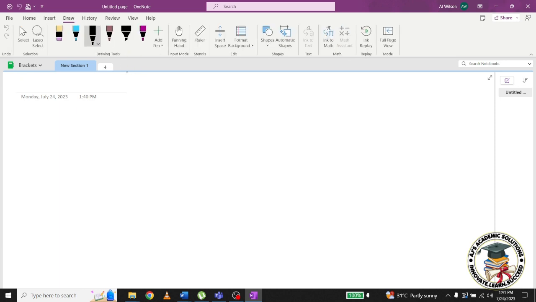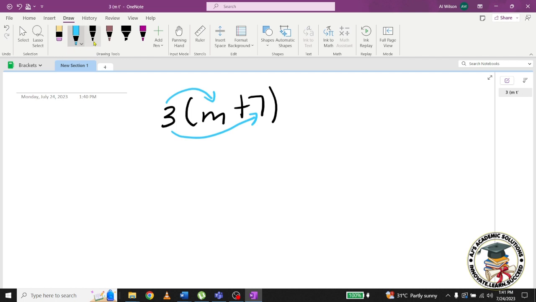Let's say we have a question wherein we have 3(m + 7). So notice we have 3 on the outside, and in brackets we have m plus 7. Now what this means is, let's use some arrows for this. The 3 is going to multiply m, and it's also going to multiply 7. So now let's expand this bracket. So we're going to have 3. Bracket, of course, means to multiply, so 3 times m.